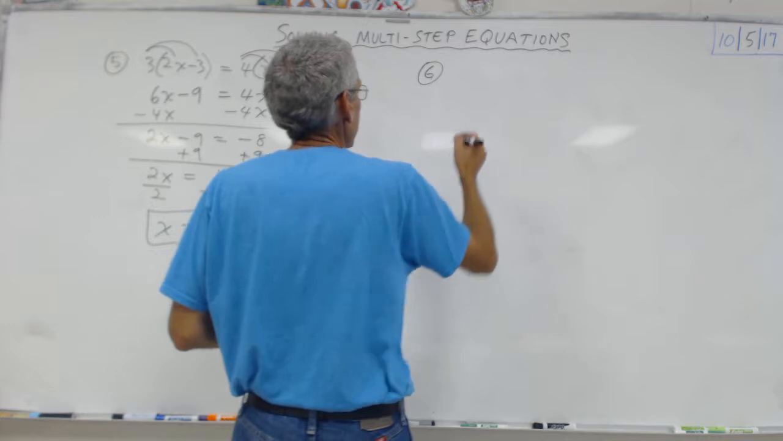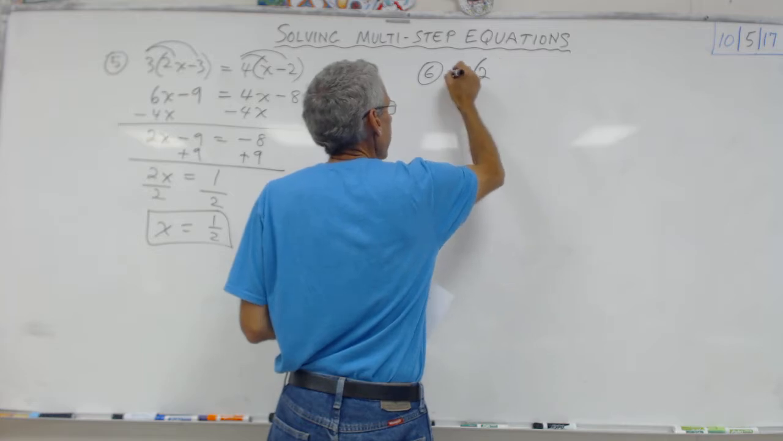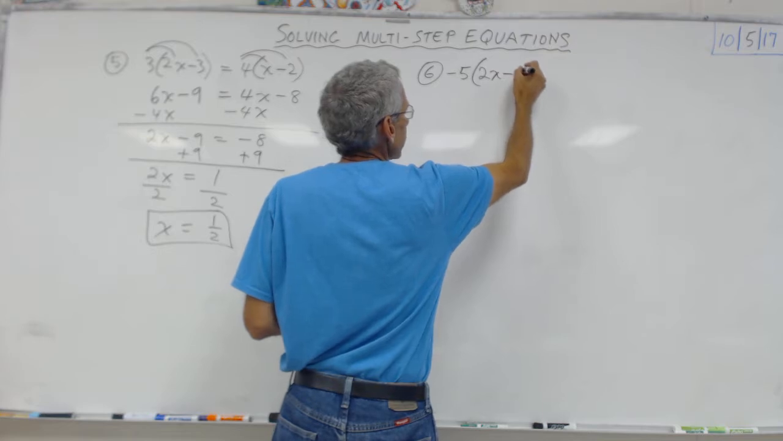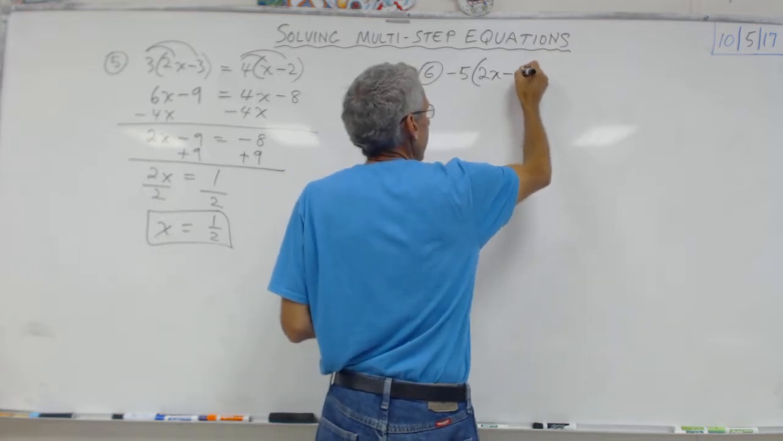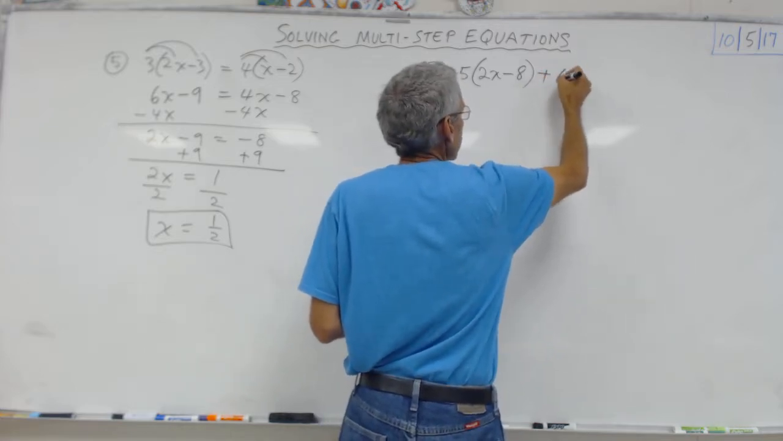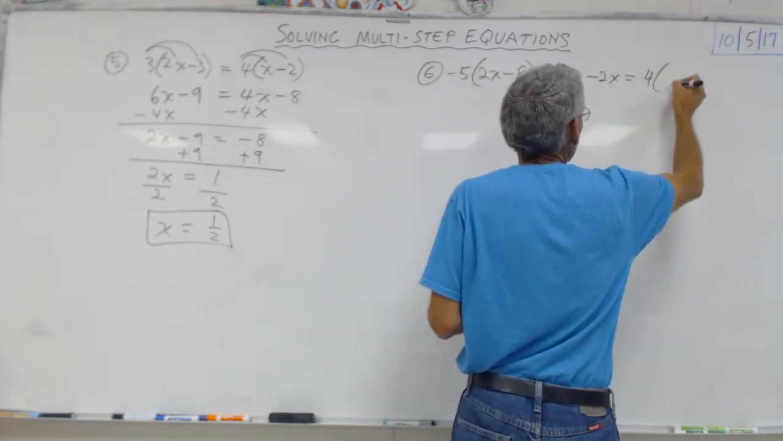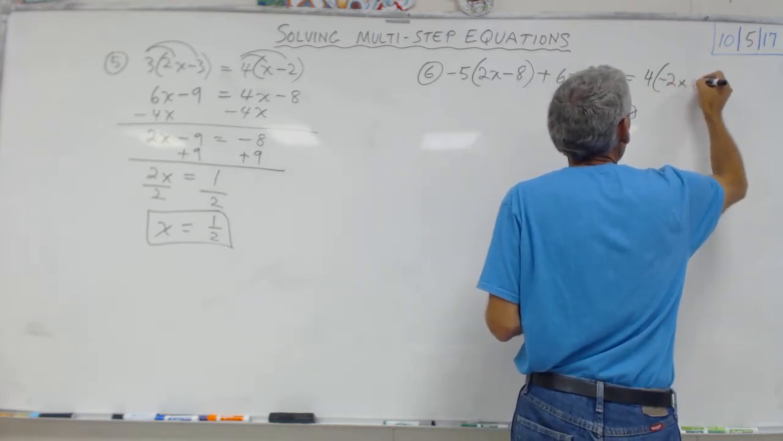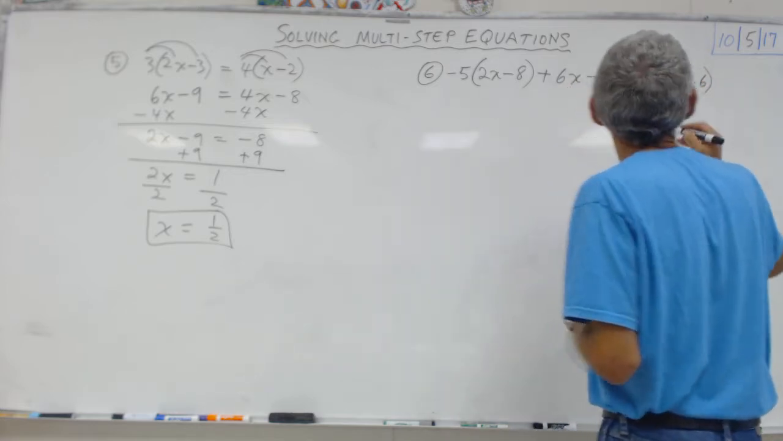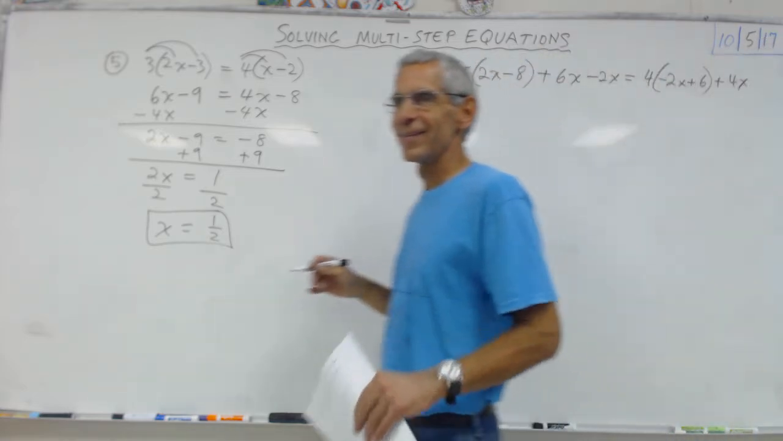All right, so here we go. What if I gave you negative 5 times (2x minus 8) plus 6x minus 2x equals 4 times (negative 2x plus 6) plus 4x? Do you want us to fit this all into one line?